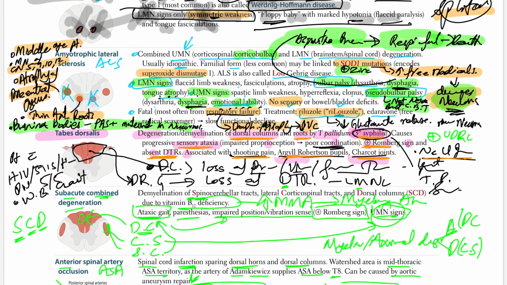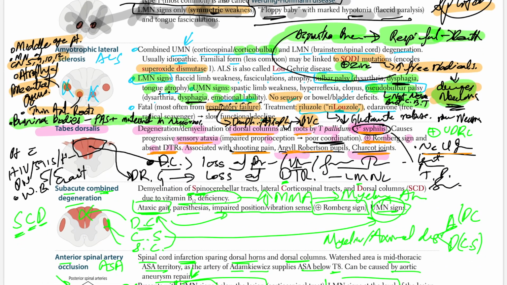The next is all about ALS, amyotrophic lateral sclerosis. It is a combined upper motor neuron and lower motor neuron lesion, upper motor neuron being corticospinal tract and corticobulbar being affected, which are here, and lower motor neuron being spinal cord anterior horn being affected in the spinal cord and the brain stem, which are here.